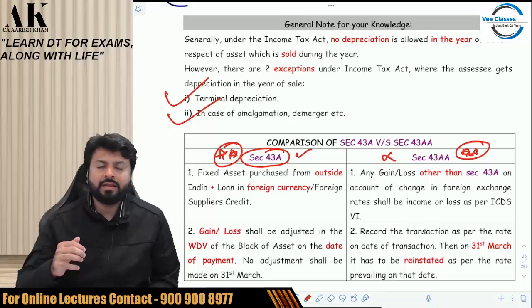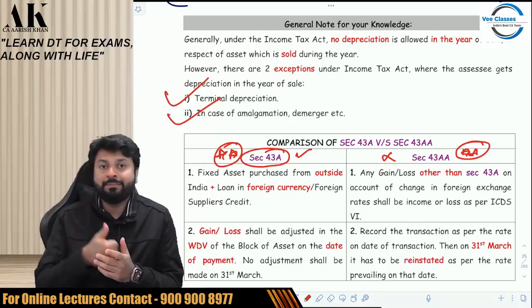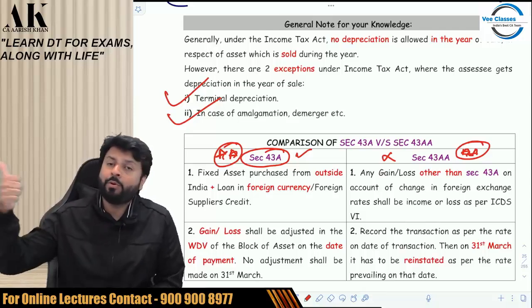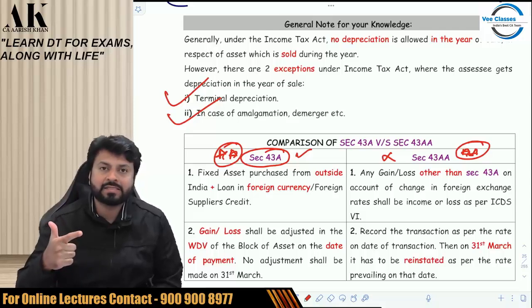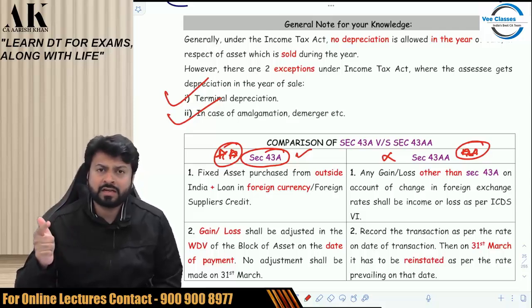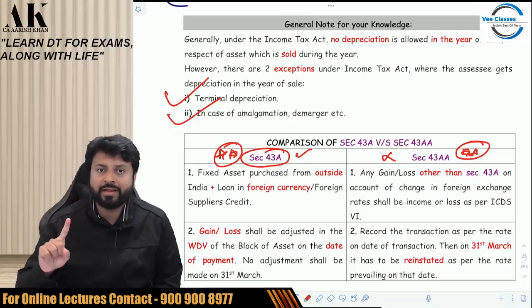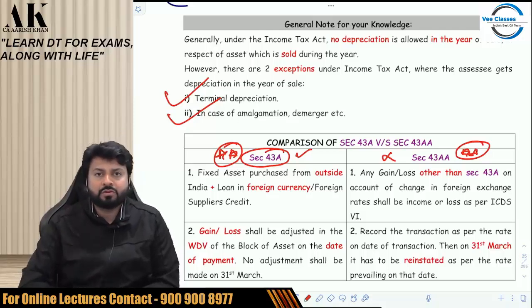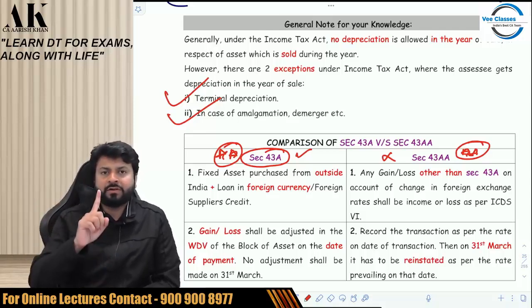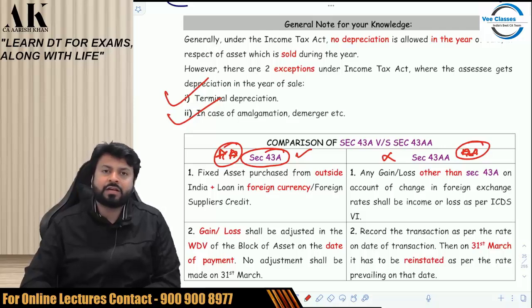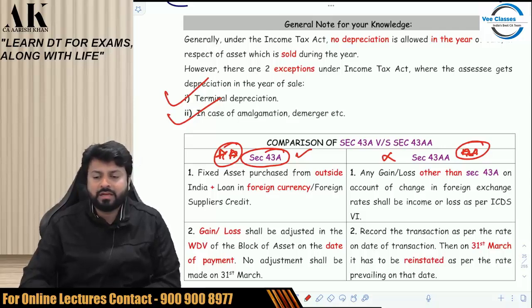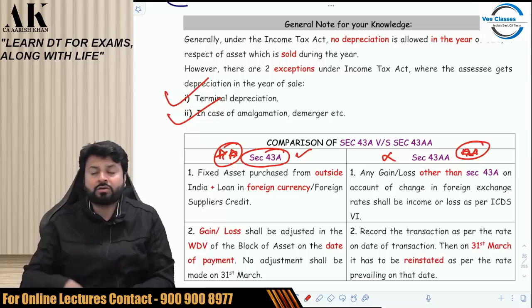43A is applicable if a person is importing a fixed asset, plus there is a foreign currency loan attached to it. You are buying the asset through a foreign currency loan. If you are importing an asset, not buying from India, and there is a foreign currency loan. So I am importing an asset and I bought the asset for $1 lakh and there is a foreign currency loan on it. Then how will I recognize the gain and loss?